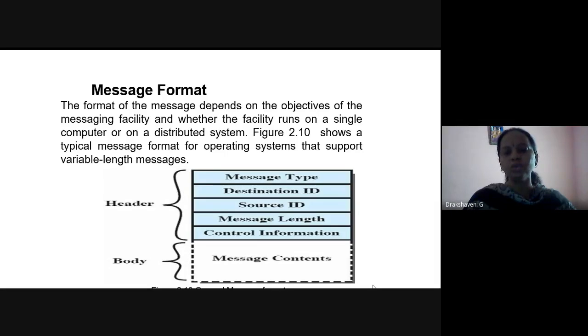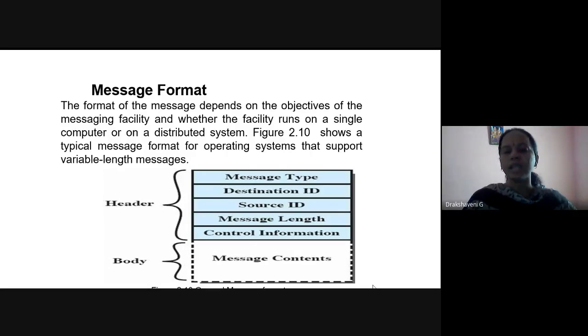Now we see the general format of the message. In that we have two things: one is the header and the other is the body. In the header, what are the required things? Message type: what type of message you are sending, whether text, video, image, whatever the message type. Whether integer or character, the message will be given a type. Destination ID: to whom I have to send this message. If it is WhatsApp, I should know your number. If it is mail, I have to know your mail ID. In the same way, the destination ID is required here.